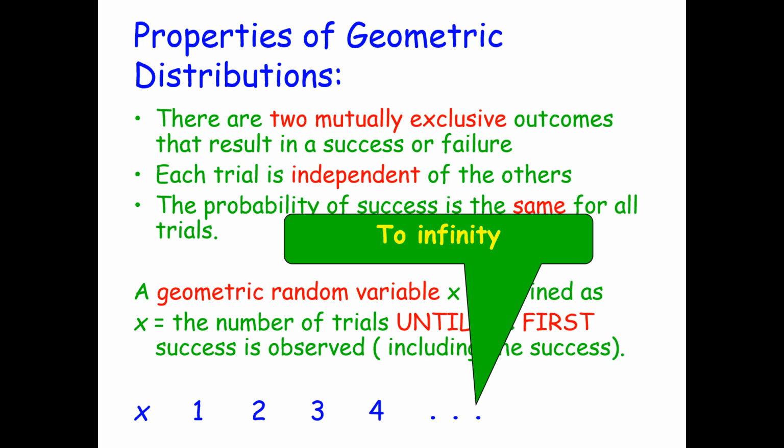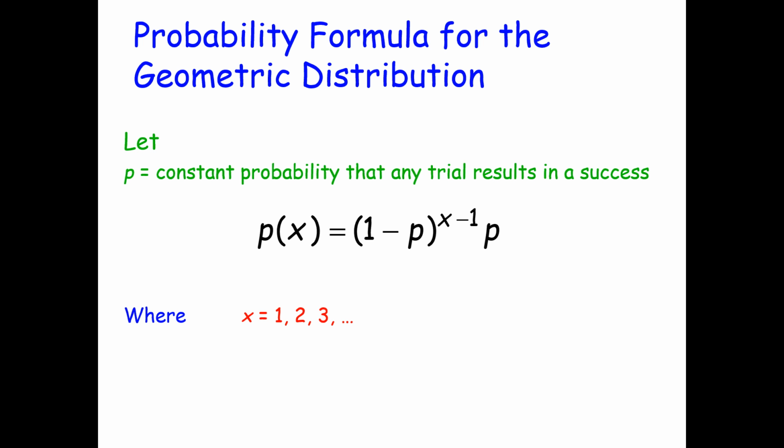So the probability formula for the geometric distribution is we're going to let p equal the constant probability that any trial results in a success. So our probability of x is going to equal the quantity 1 minus p raised to the x minus 1 times p, where x equals 1, 2, 3, and so on.